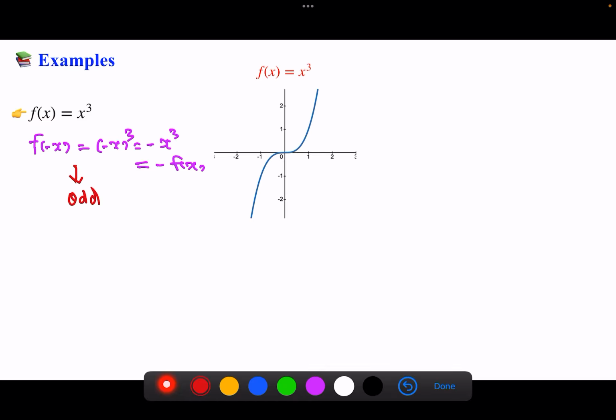Also, graphically, see, the cubic curve is symmetric about the origin. Meaning if we rotate the graph by 180 degrees, there will be no change in the graph. The graph will be the same. Hence, it is an odd function.